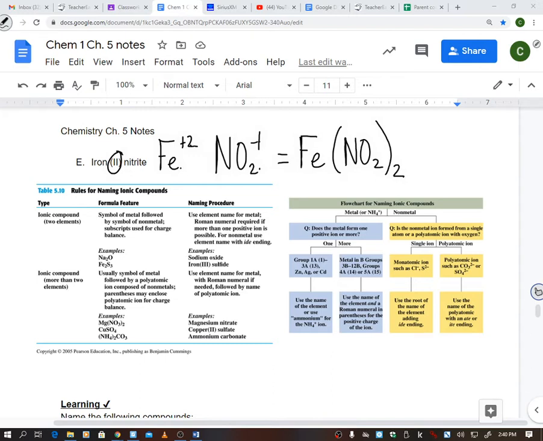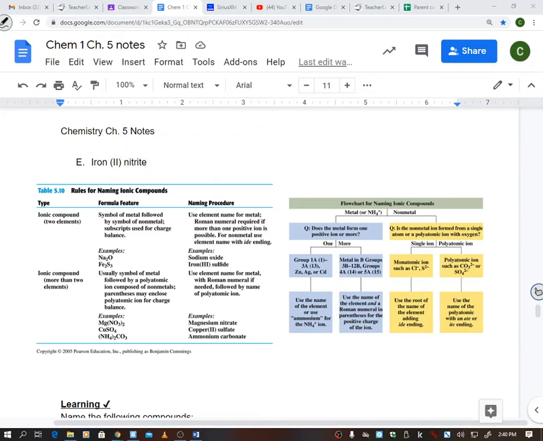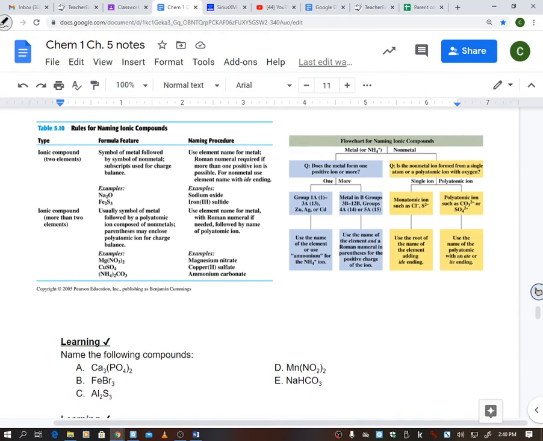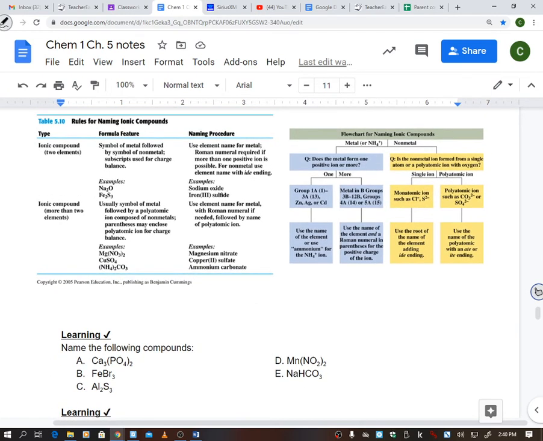So let's see here. Rules for naming ionic compounds. There's a flow chart here that I posted. So if you're really struggling and you want to look at this, you can. There's a flow chart, there's rules. So we have the rules for all the ionic compounds. We have just 2 elements, which is what we've done through section 3. Then I have more than 2 elements, which is what we did today. So that would be like NO3, SO4, CO3. You can see up here for the 2 elements, just sodium, oxygen, iron, sulfur. That's what we've been doing. The naming procedure. So if that helps you and you want to look at that, you can. This flow chart is really kind of nice.